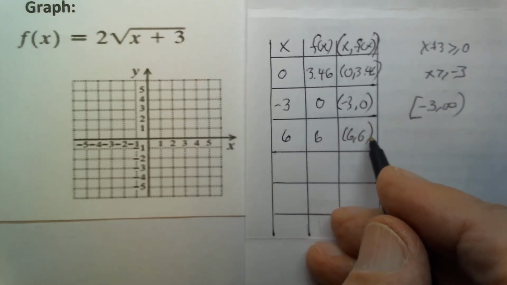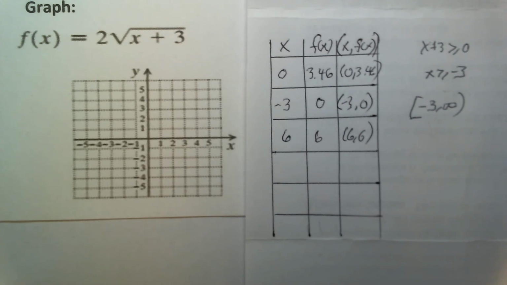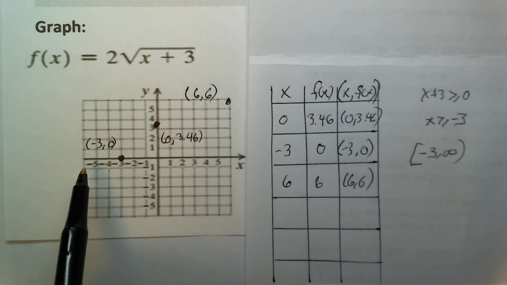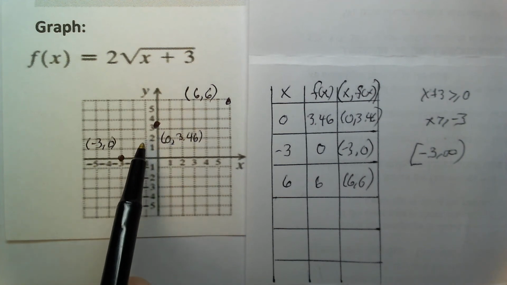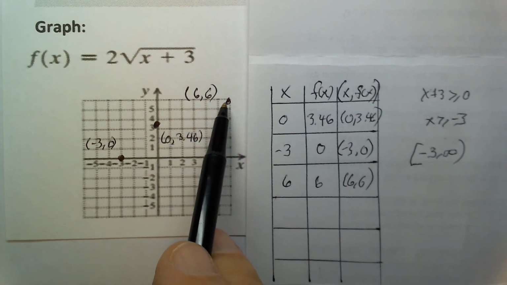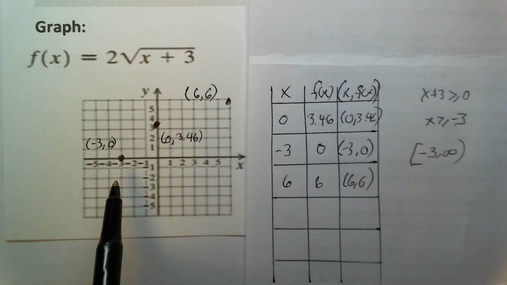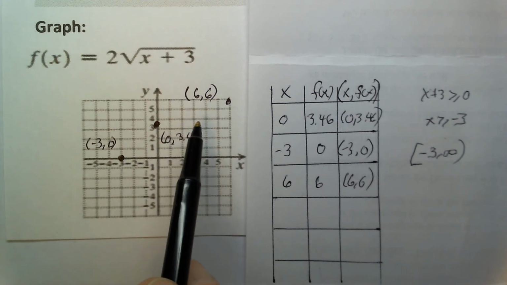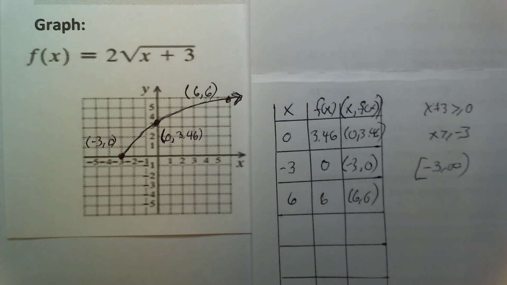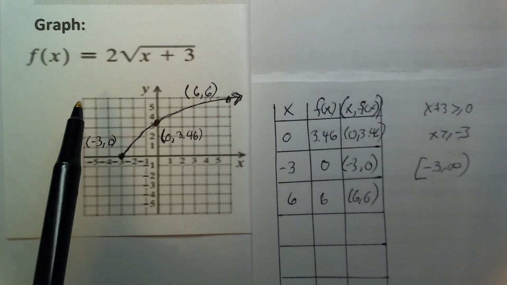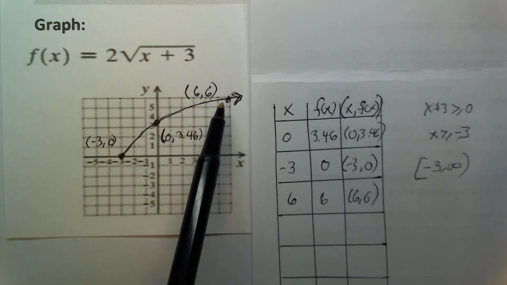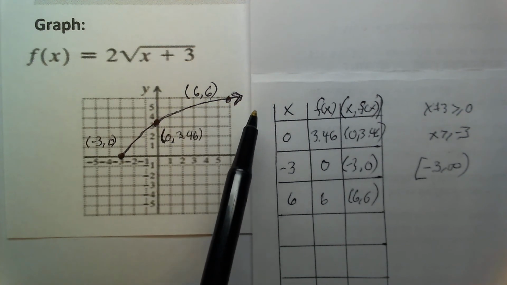And when we plot these ordered pairs, minus 3, 0, and 0, 3.46, and the point 6, 6, we can now draw a smooth line through these 3 points. And this is a graph of the function f of x equals 2 times square root of x plus 3, the arrow indicating that the line continues indefinitely to the right.